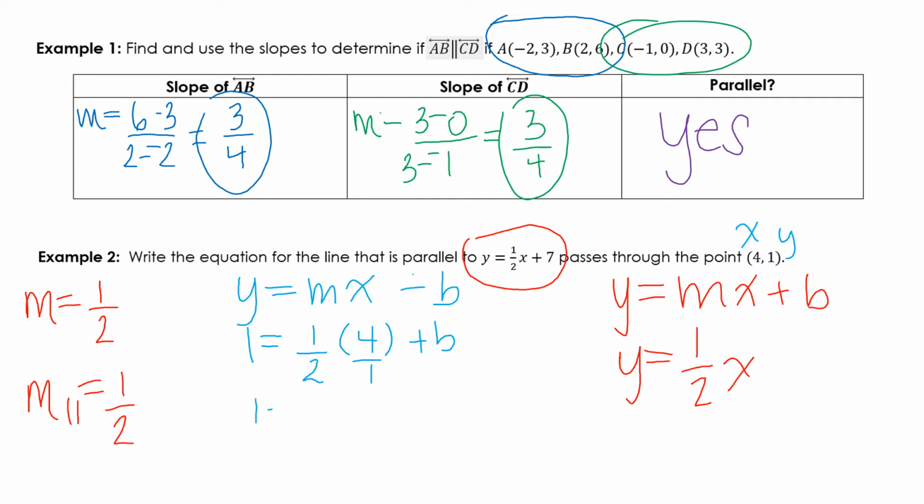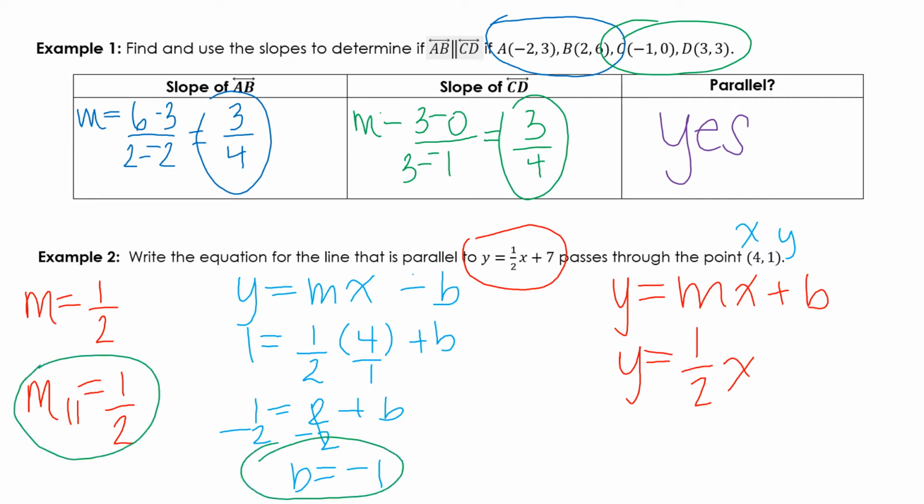So now I'm going to multiply 1/2 times 4, that'd be 4 over 2, or just 2. And then we're going to subtract 2 from both sides, and that is going to tell us that b equals -1. So if I now combine the slope, which is 1/2, and the y-intercept, which is -1, that is going to give me the equation y equals 1/2 x minus 1, which will be the line that is parallel to 1/2 x plus 7, but it will pass through the point 4, 1.